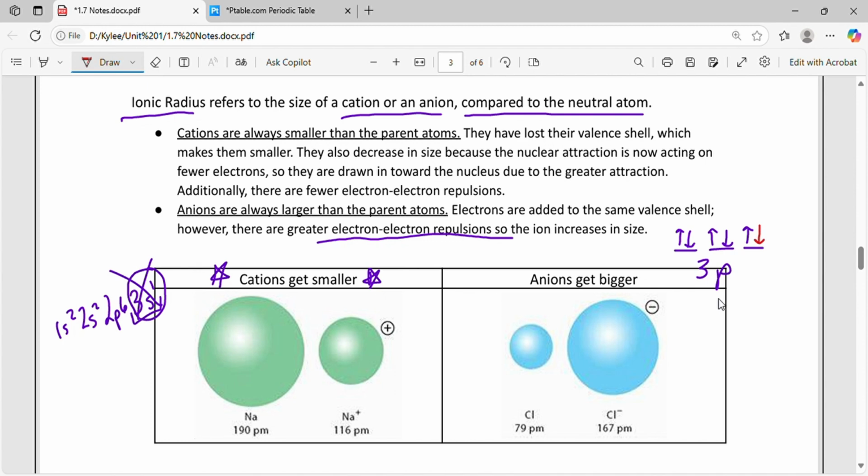And again, when we have 2 electrons in the same orbital, that increases the repulsion, and we actually see an increase in the size of the radius, from what they say, 79 picometers to 167 picometers. So these numbers down here are the actual sizes that were measured of those atoms and ions. So that can affect the size, is when it becomes an ion.